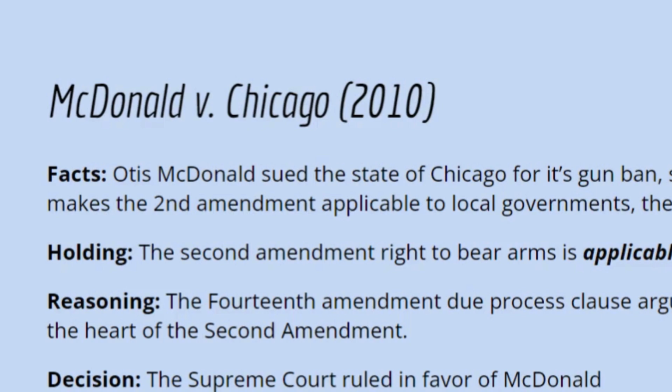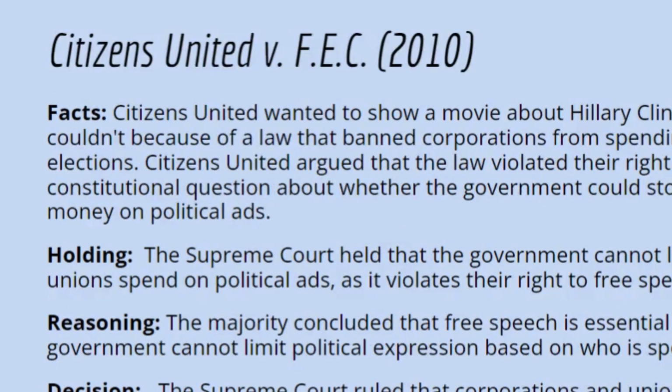The holding: the Second Amendment right to bear arms is applicable to the states. The reasoning behind this: the 14th Amendment's due process clause argues that the right to self-defense is at the heart of the Second Amendment. The decision that the Supreme Court made was that they ruled in favor of McDonald. The dissenting opinion was that incorporation should consider policy's impact and its effects on other constitutional values.